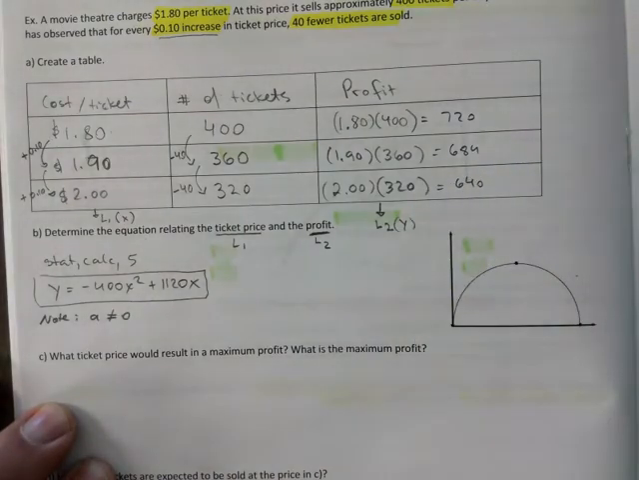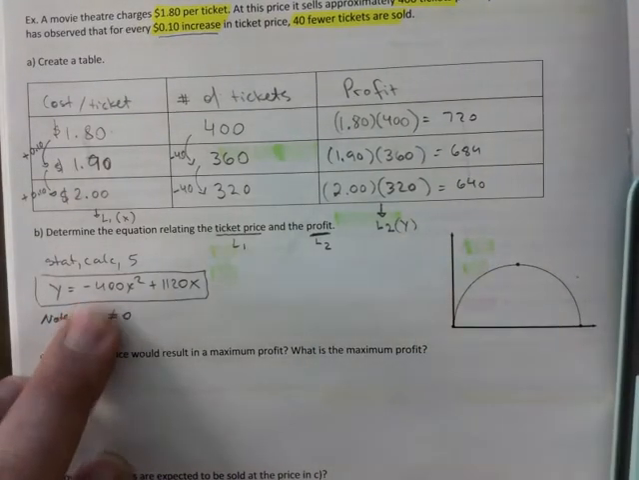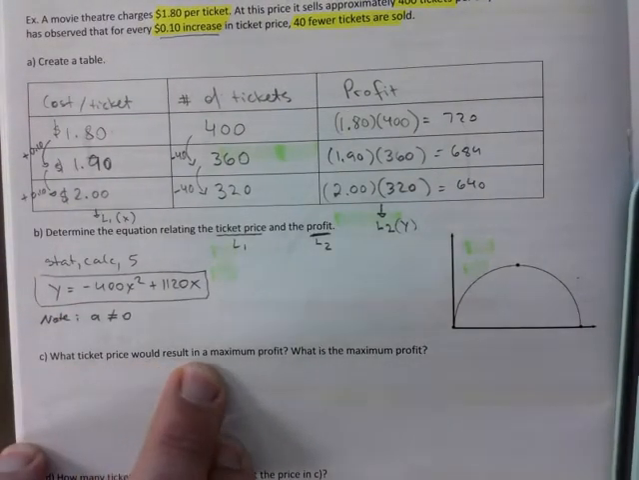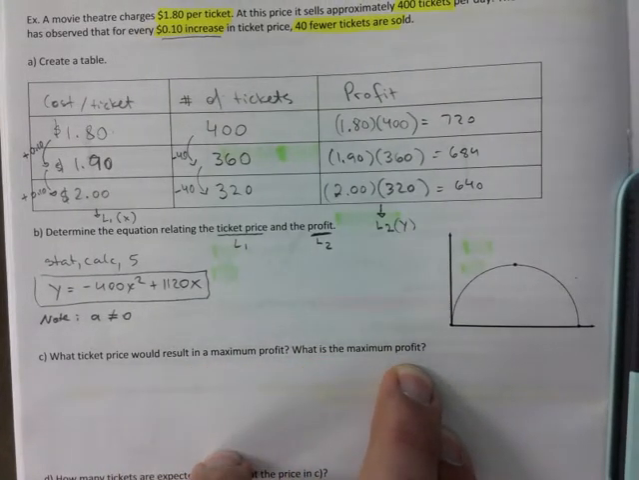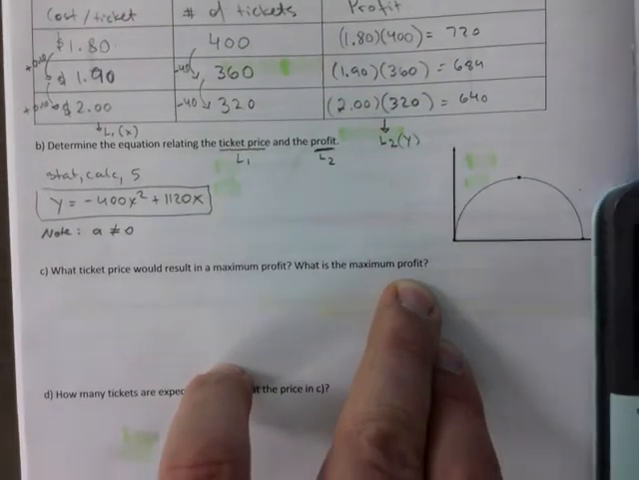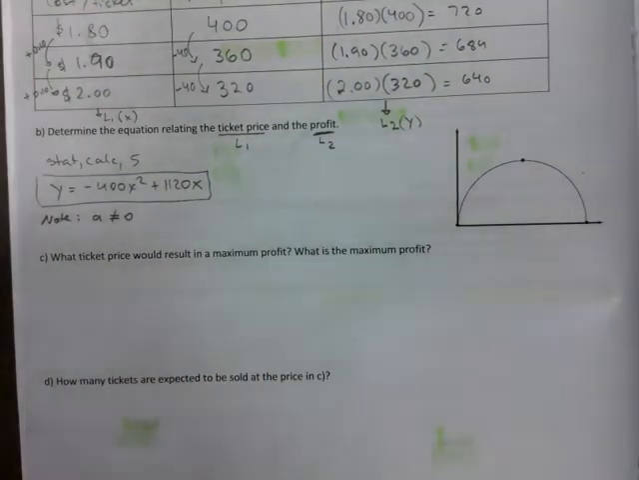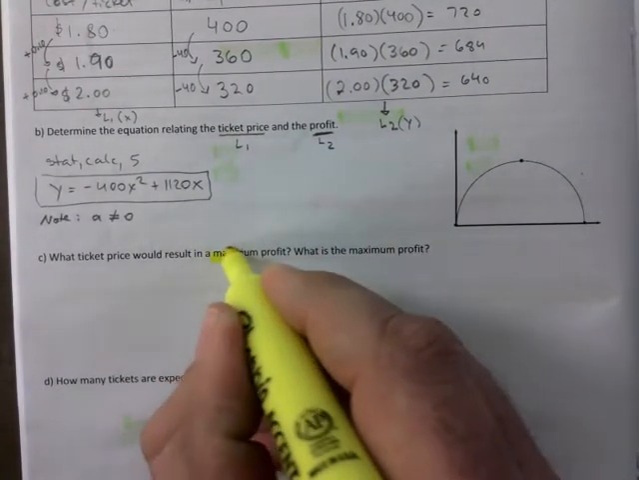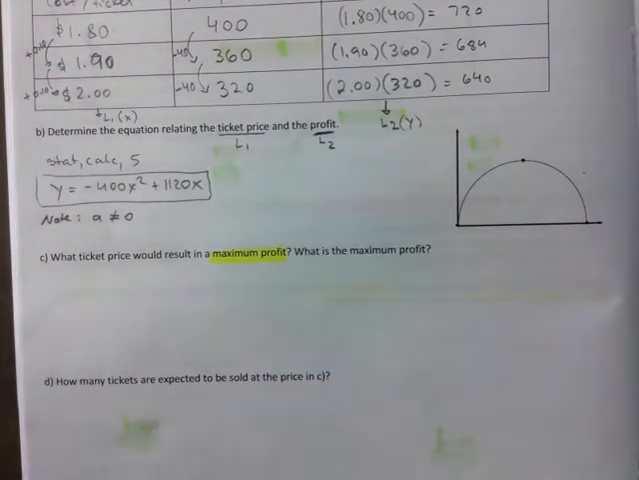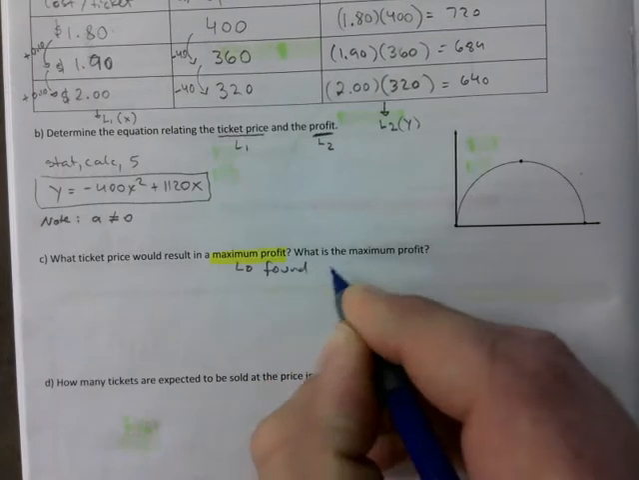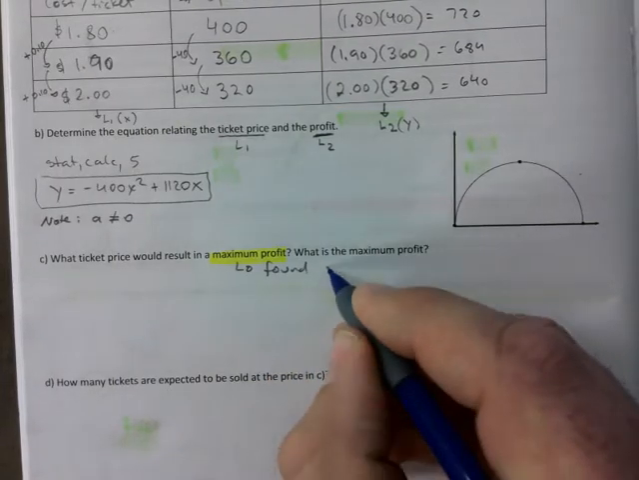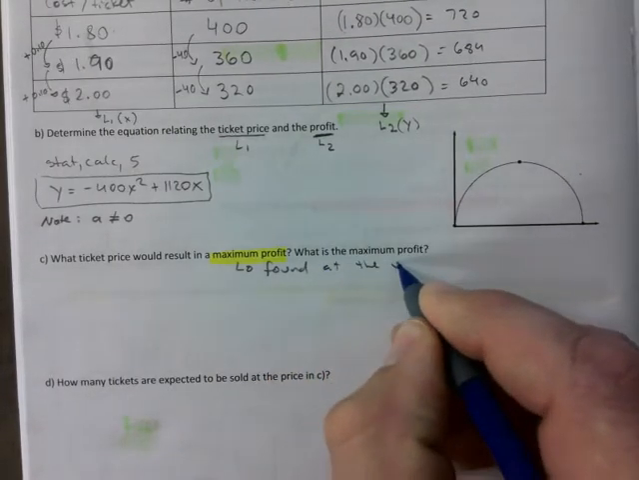So we found the equation. What ticket price would result in the maximum profit? What is the maximum profit? So what is it? If you notice, the maximum profit is found at the vertex. It's not the vertex. It's found at the vertex.